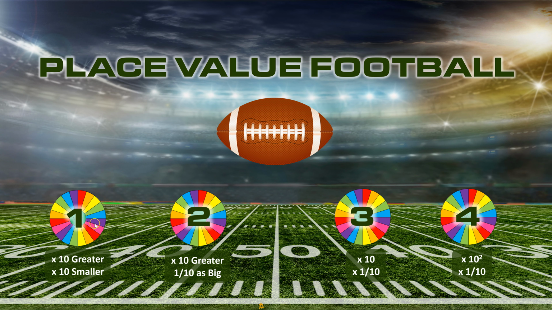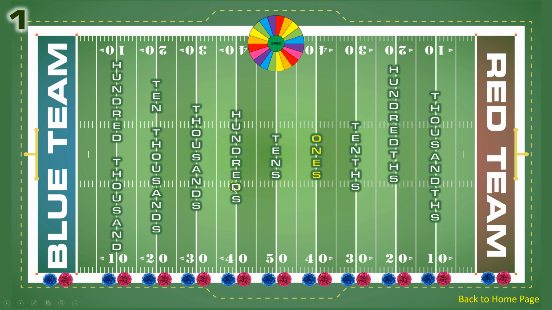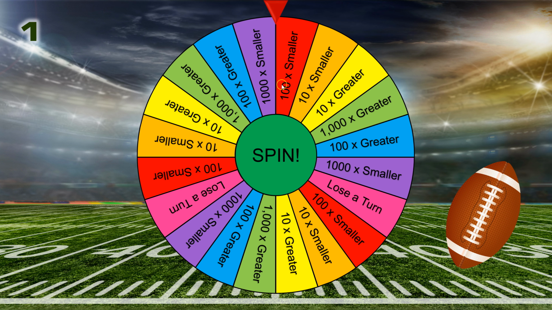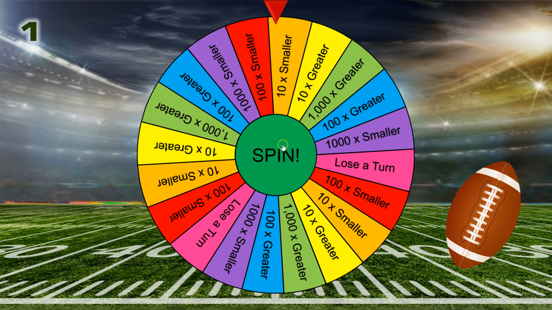On the next screen, we'll do spinner number 1. And I'm going to start the ball on the 50-yard line. The blue pom-poms make the ball disappear. The red pom-poms or the maroon pom-poms make the ball appear. So disappear, appear. Okay, so we're going to start on the tens place, and I'm going to go to the spinner, spin it, and stop. It says 10 times smaller.